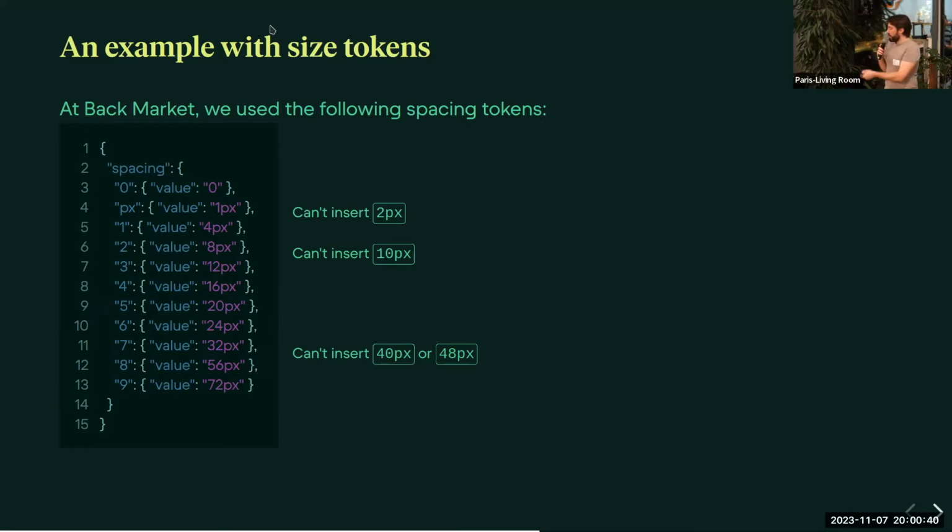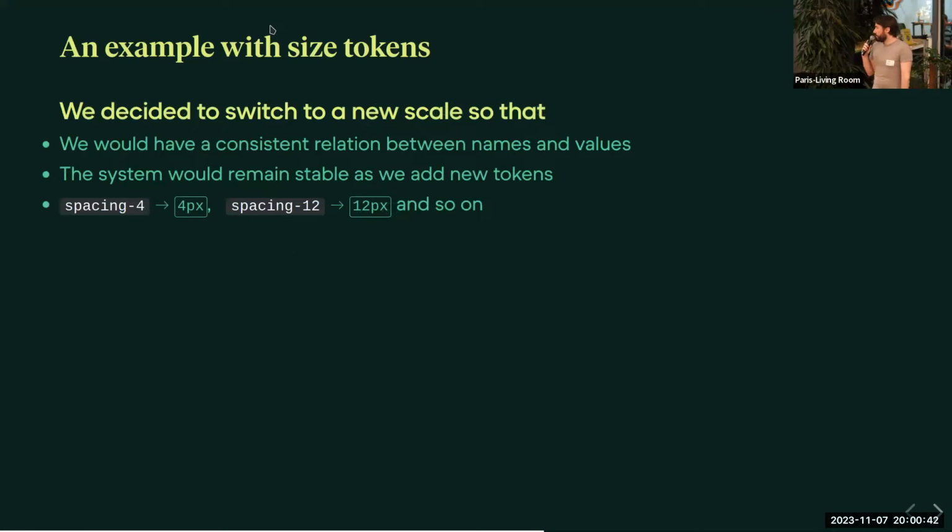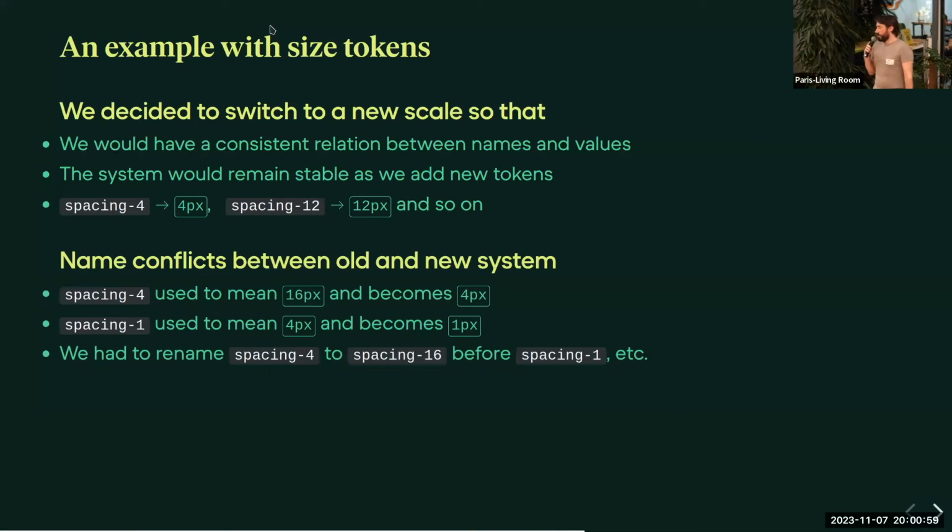But we knew that we wanted to change this. So we wanted to move to something that is a bit more consistent and a bit more predictable, and also that allows us to add values. So a very simple idea, because we're still not good at math. So spacing 4 pixels, spacing 12 pixels, 20, and so on. Now, I've told you that there can be conflicts when you migrate a token system.